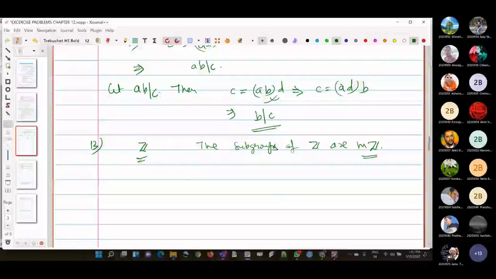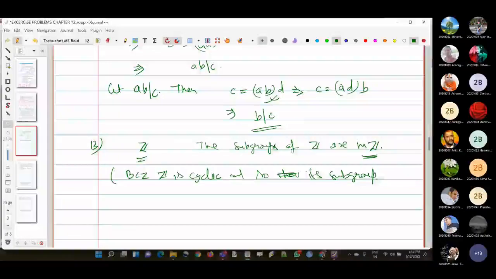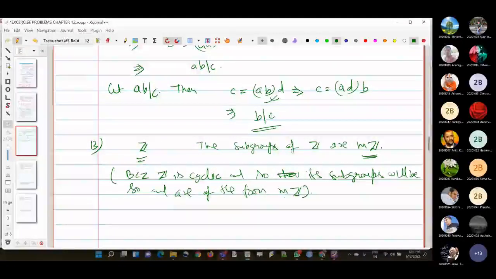This is happening because Z is cyclic. Why are its subgroups like this? It is because Z is cyclic, and so its subgroups. To be a subring, subgroups under addition should be there first. So its subgroups will also be cyclic, right? And are of the form m times Z, like this. Okay, so let us see the next question.